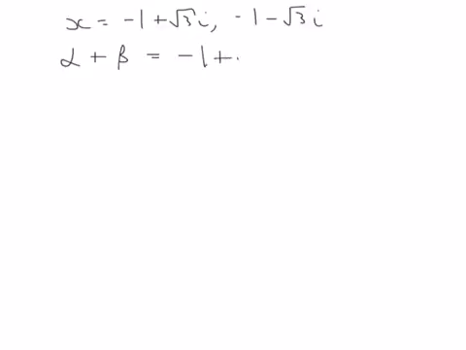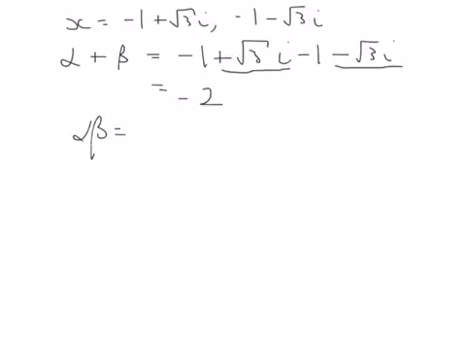So do the sum and the product of the roots work? Okay, remembering x equals minus 1 plus root 3i and minus 1 minus root 3i. If I add the two roots together, it's minus 1 plus root 3i minus 1 minus root 3i. Just like algebra, the plus root 3i and the minus root 3i cancel, and we're left with minus 2, which is what the sum of the roots should be.